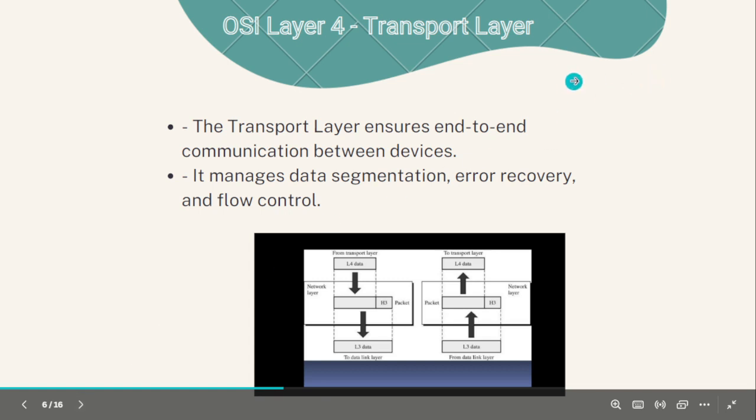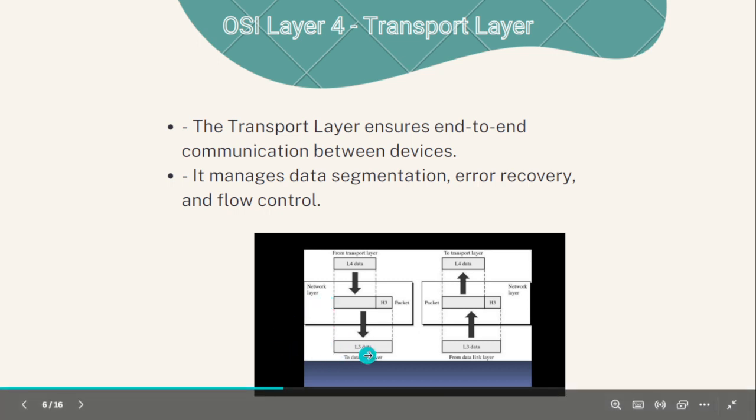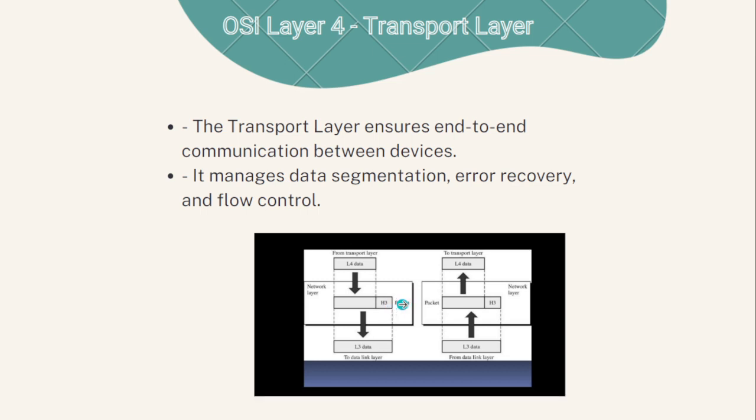The fourth layer is the transport layer. The transport layer ensures end-to-end communication between devices. It manages data segmentation, error recovery, and flow control. Here you can see we have the transport layer below, that is the network layer. Then we have the data link layer, and here lies the packet for transmission.